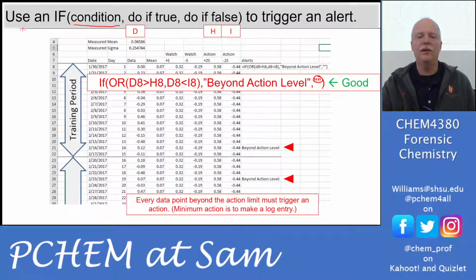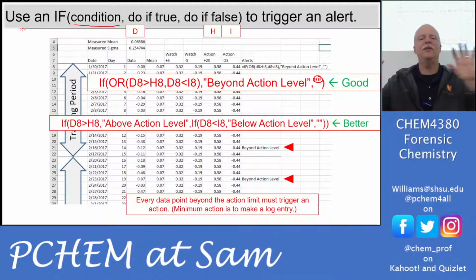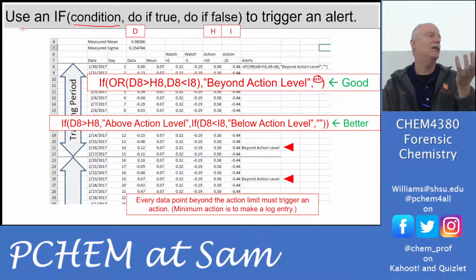Now this is good, but I think this is better to go ahead and do 2 nested if-then statements. And so I test the high condition first, so then I can say above action level. So if D8 is higher than H8, what's D8? That's my data. So the data point, if it's higher than my upper action limit, H8, then report above action level. Else, so if it's not above, then I do another if to see if it's below. If D8 is less than I8, which is my low action limit, then I return below action level or nothing.